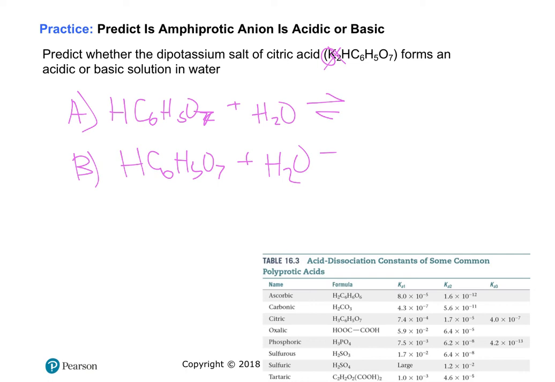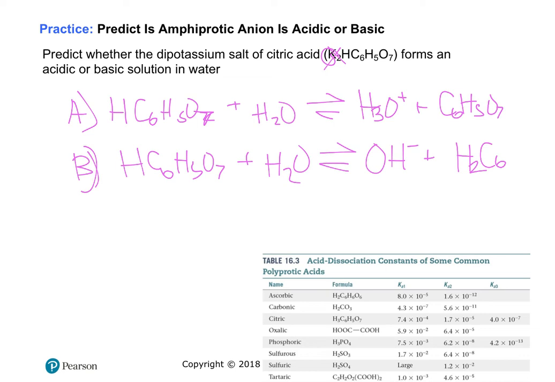Either way, they're both reacting with water, because that's what's going to happen when we dissolve them. They're going to be interacting with water, and some of them are going to be doing this acidic reaction, and some of them are going to be doing this basic reaction. So we have to see which one's more strongly pulling, which one is producing more hydronium or hydroxide ions. So let's say when it's acting like an acid, we're going to take off that last hydrogen to make hydronium and citrate. And here it's going to be acting like a base, so it's going to be pulling off a hydrogen from water and producing dihydrogen citrate.